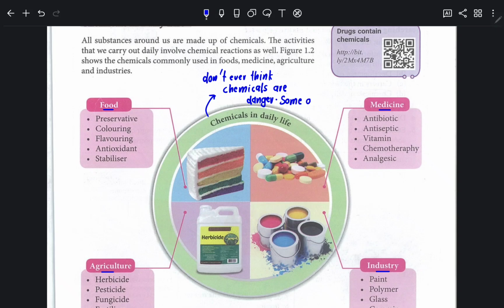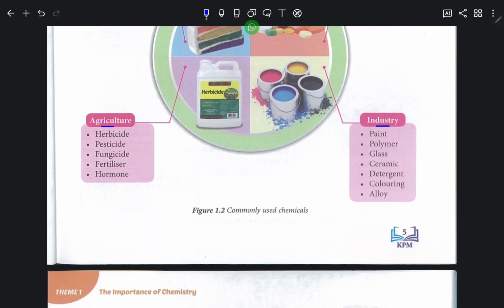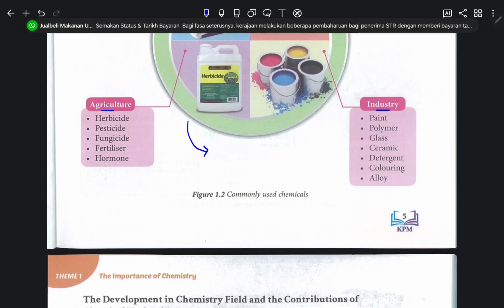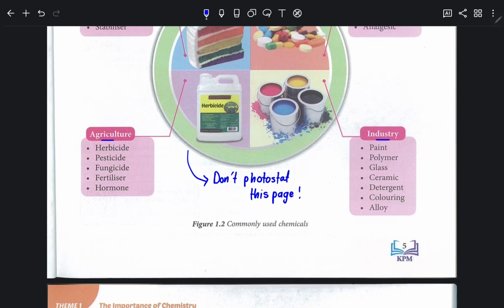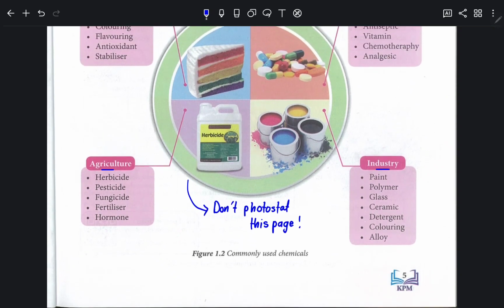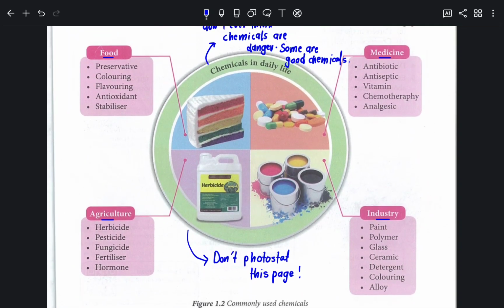A lot are good chemicals used for good purpose. So please highlight this word. Okay, then when you do notes, don't ever, second reminder, don't photostat this page. Write by your hand. Okay, write where it is applied. Why? Later it's easier to remember. Don't photostat. And I want you to include this in your notes, but don't ever photostat.